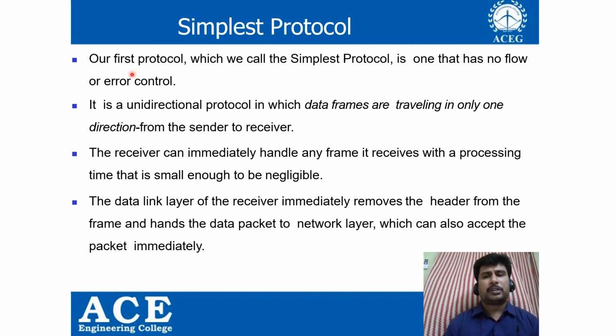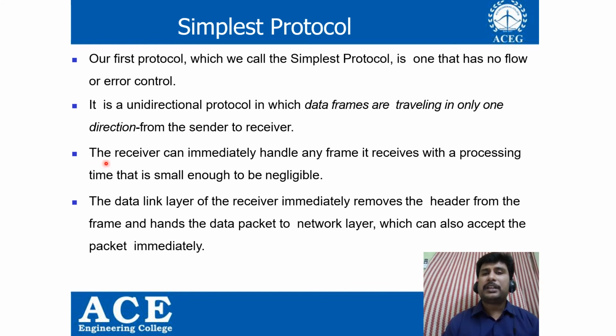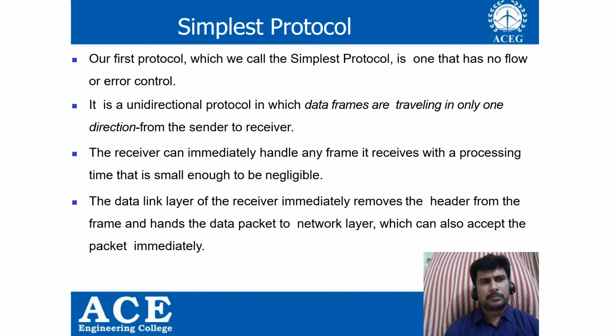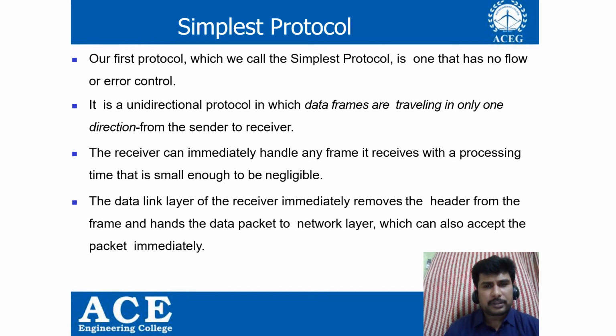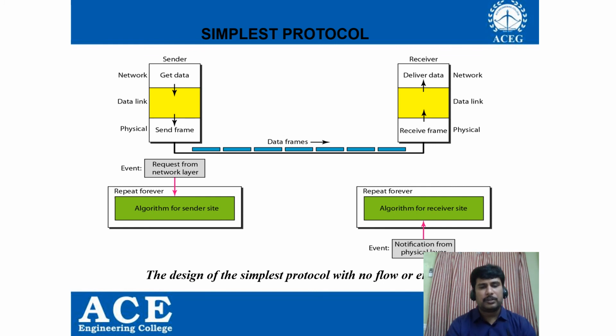The simplest protocol is the one that doesn't need any flow control or error control, and it is a unidirectional protocol in which the data frames travel in only one direction, that is from sender to receiver. The receiver in the simplest protocol can immediately handle any frame it receives. After receiving the frames from the sender, the data link layer of the receiver immediately removes the header from the frame and hands that data packet to the network layer, which can also accept the packet immediately. So the first type of noiseless channel protocol is called the simplest protocol.